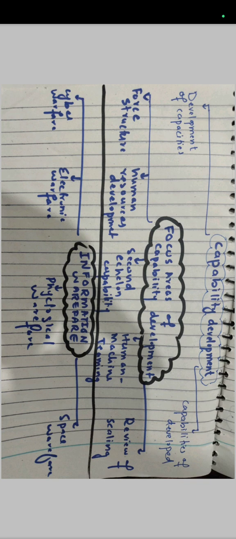And then we have information warfare and land warfare. These days information warfare is so much linked with land warfare, because today information warfare is playing an important role in land warfare, and without information you won't be able to have a strong land warfare doctrine.